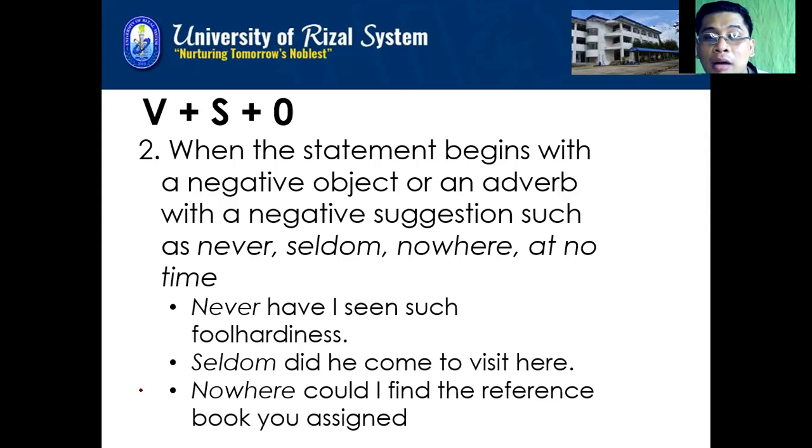Those are the two reasons for using this kind of pattern. So, seldom did he come to visit here. Okay? He seldom came to visit here, but that's a normal word order. But if you're going to make use of inverted word order, you can use this statement. Seldom did he come to visit here. Nowhere could I find the reference book you signed. I could find nowhere the reference book you signed, in normal word order. So again, it gives you a different pattern, a different flavor in your paragraph or in your sentence. Secondly, when you are giving emphasis on the negative object or an adverb with a negative suggestion. So those are the two reasons for using this kind of pattern.